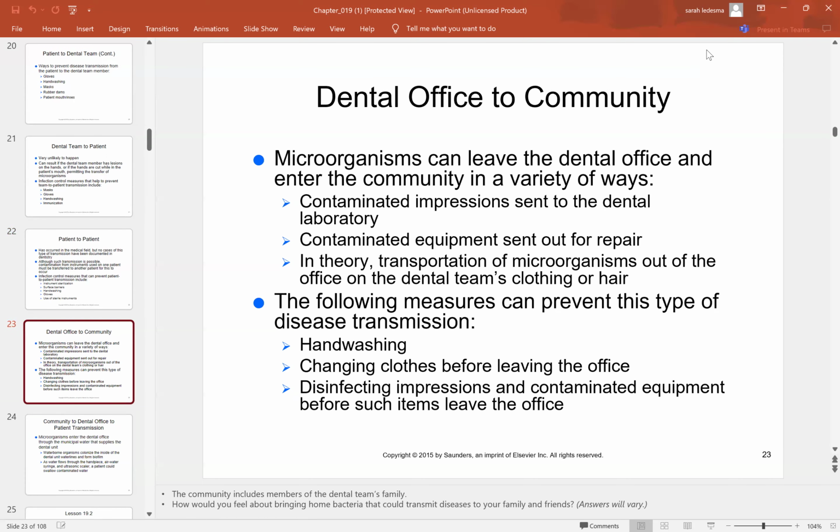Dental office to community. Microorganisms can leave the dental office and enter the community in a variety of ways: contaminated impressions that are sent to the dental laboratory, contaminated equipment that's sent out for repair, and, in theory, transportation of microorganisms out of the office in the dental team's clothing or hair. The following measures can prevent this type of disease transmission: hand washing, changing clothes before leaving the office, and disinfecting impressions and contaminated equipment before items leave the office.